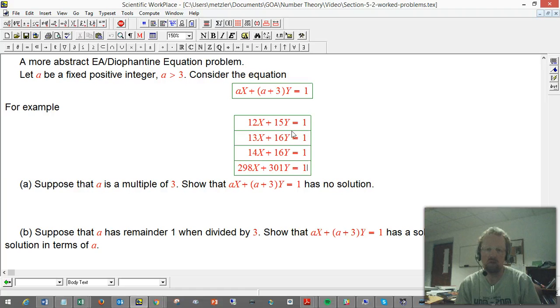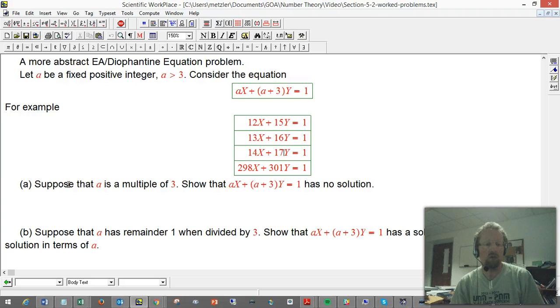Like it could be 12x plus 15y equals 1, could be 13x plus 16y equals 1, could be 14x plus 17y equals 1, or 298x plus 3y equals 1. I want to see what's in common with these equations, although they're not all going to have the same behavior. And I wanted to do it as much as possible with just having a be a letter and do it in general, because it's a nice little up in the level of challenge and abstraction.